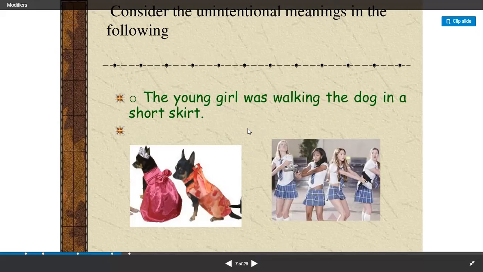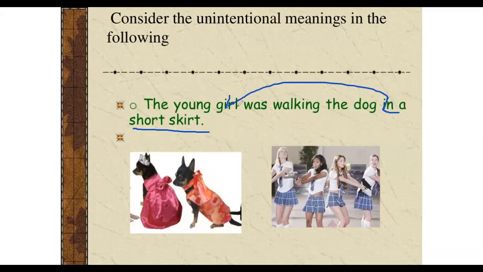The girl. Since the girl is the one wearing the short skirt, I should put this phrase right after the girl, not at the end. When I put the dog between them, now it becomes confusing in my mind. Does the dog wear the skirt? No, it's wrong. So this sentence is wrong. This is what we call a misplaced modifier.